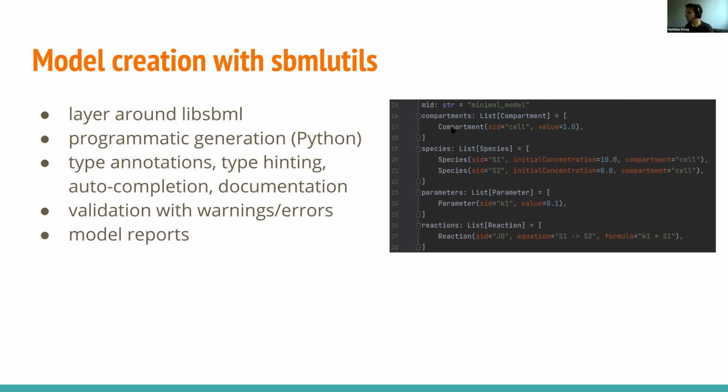Then you create your compartments, species, parameters, reactions, whatever SBML object you want to create, in the respective lists. Out of these lists the model is created, and it has validations, warnings, and errors, and you can create model reports from that. In the end, I will show some practical examples and run through a few of them. By the way, if you have questions or comments, just jump in. I'm very happy to answer things along the way.